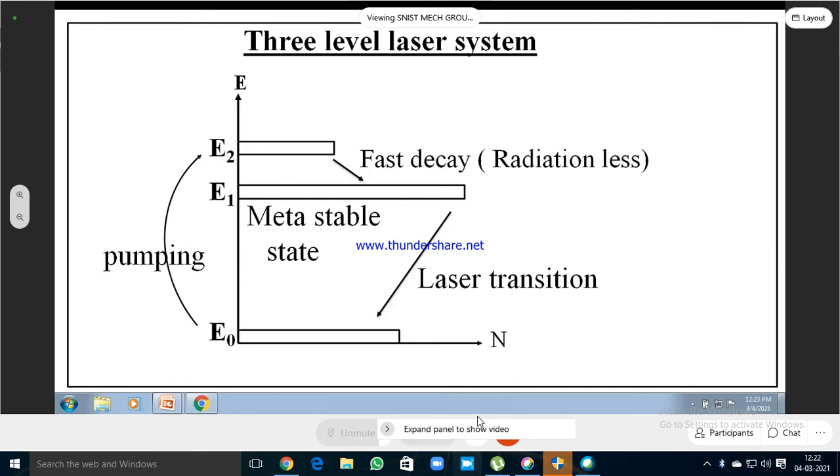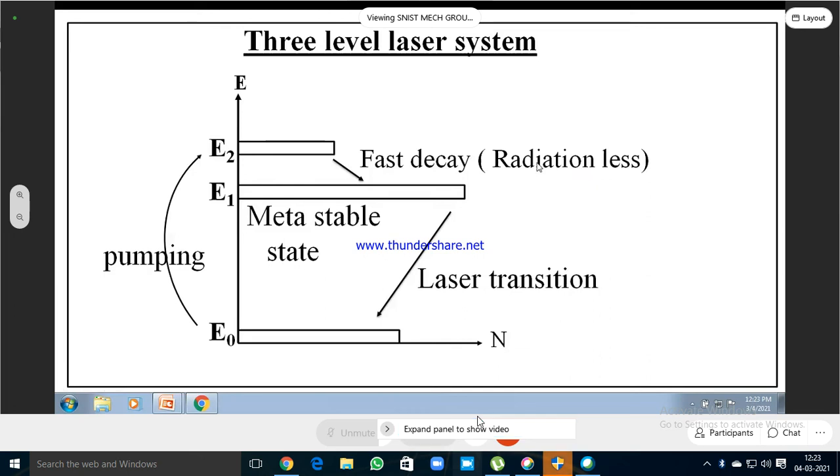Ground n1 is greater than n2, because basically it's a comparison. We had the E naught level, where n1 is greater than n2. All the atoms are in the ground state only, so more population is in the ground state without energy. When you supply the pumping process, then we achieve the population inversion, and you will get n2 greater than n1. So we are comparing.